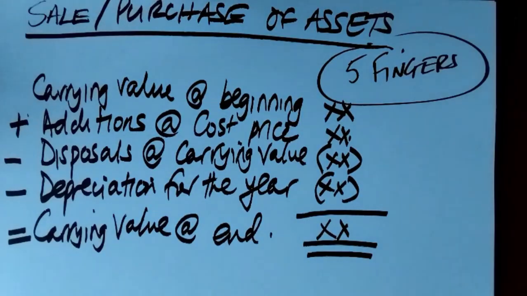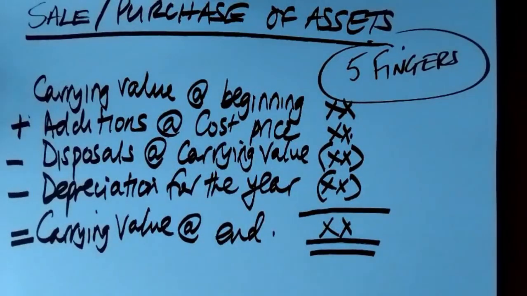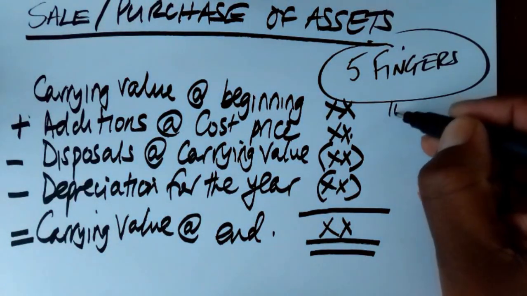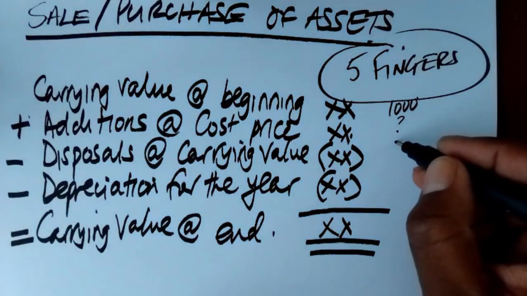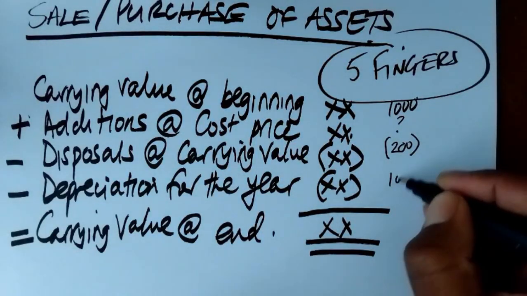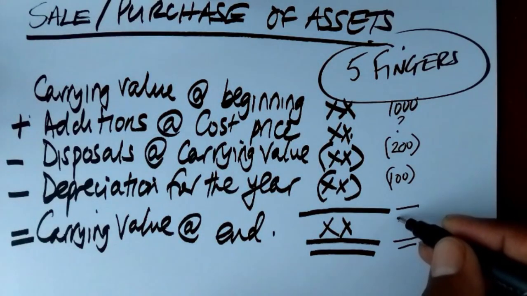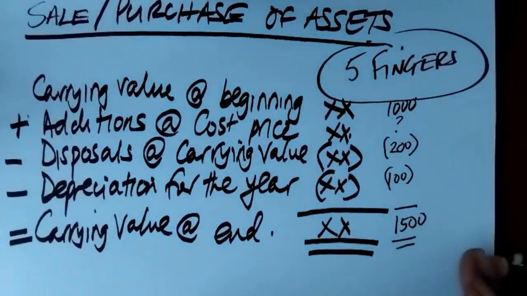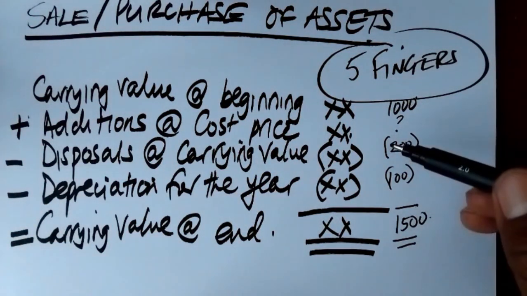only 1 of them. So, for example, let's say you want to calculate additions at cost, but you are given everything else except additions. Let me just use hypothetical figures. Let's say they gave you 1,000 here, and then here it's a question mark, and then disposals, they give you 200, which is in brackets, and then depreciation is 100. And then they say to you the balance at the end is 1,500. So in this case, you are given everything else except your additions at cost.